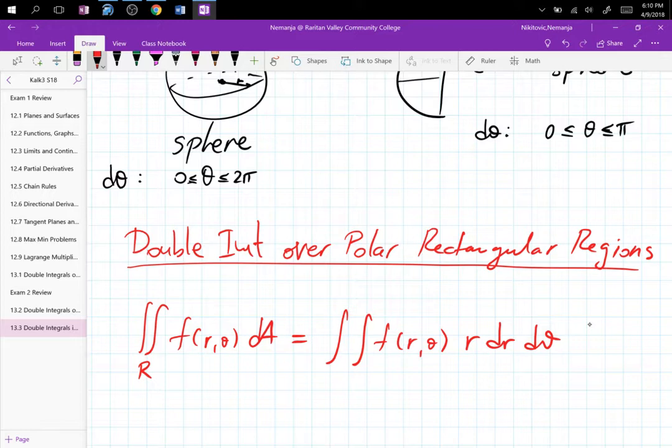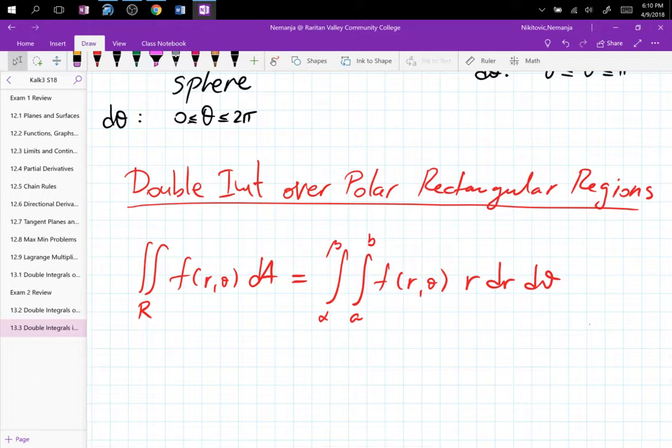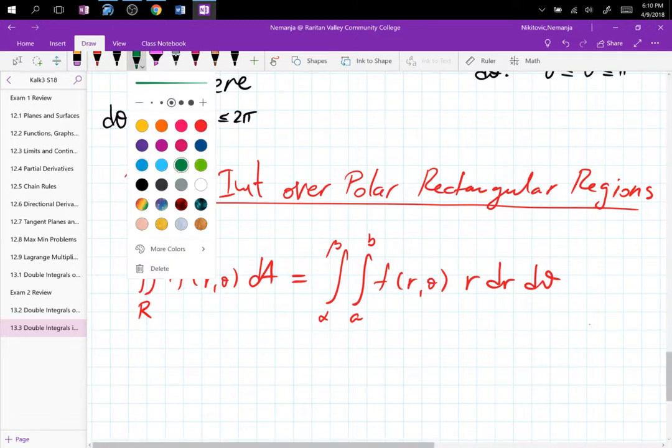All right, so what do I have? I have the outer integral. That's the first limit. Those are angles, so alpha and beta. And I have the inner integral, which is r, and that's clearly a and b, because those are the values for radius r. So this is the formula.